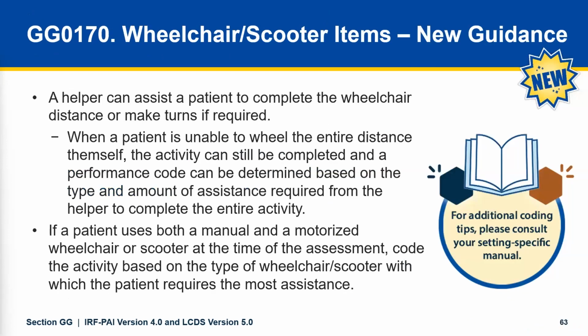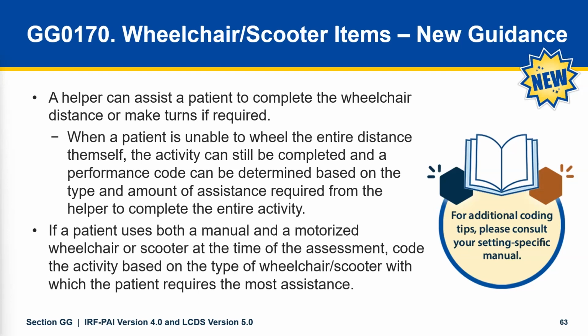For the wheelchair items, GG0170R and S, a helper can assist a patient to complete the wheelchair distance or make turns if required. So unlike the walking items, if a patient is unable to wheel the entire distance themselves, the activity can still be considered completed and coded with a performance code if the helper assists the patient to complete the entire stated distance.